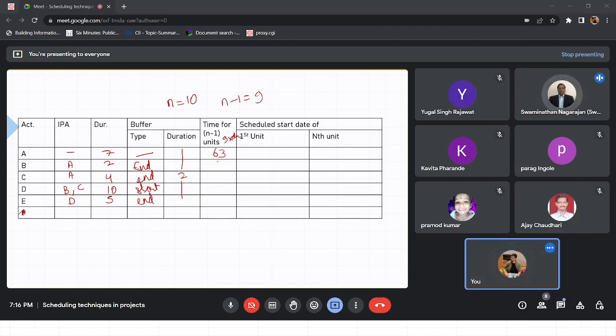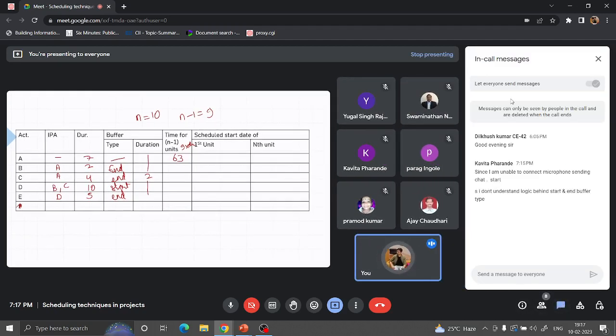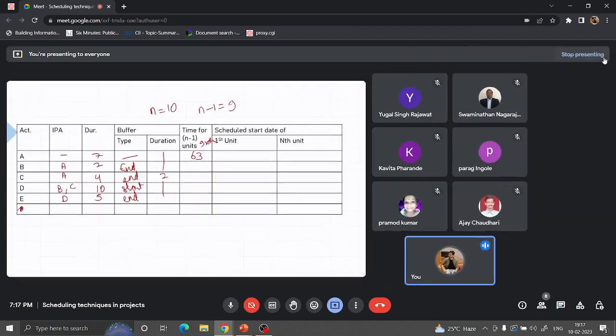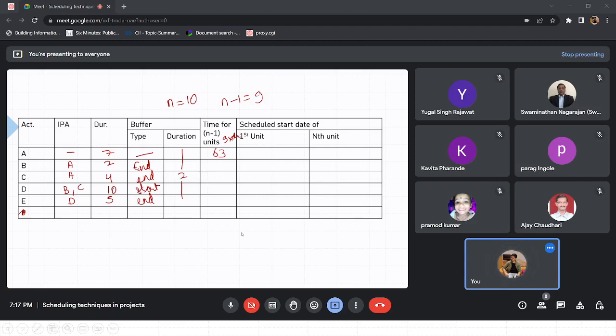Kavita has written a message saying she doesn't understand start and end buffer. Thank you very much for pointing out. Everyone, please feel free to use your mics to discuss, because as I'm using this in presentation mode, the messages slip.